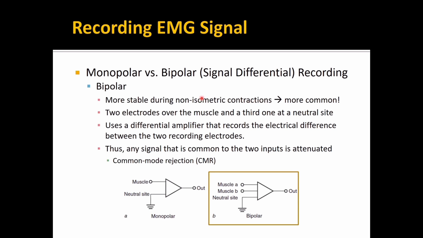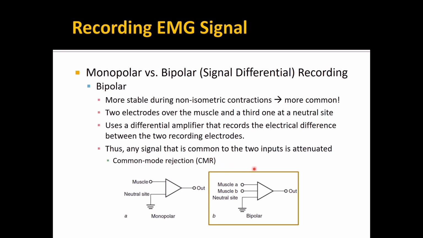In bipolar recording, two electrodes are placed over the muscle, and then the third one is placed at the neutral site, or ground. Bipolar recording uses a differential amplifier that records the electrical difference between the two recording electrodes. Thus, any signal that is common to these two inputs is attenuated. This concept is called common mode rejection.